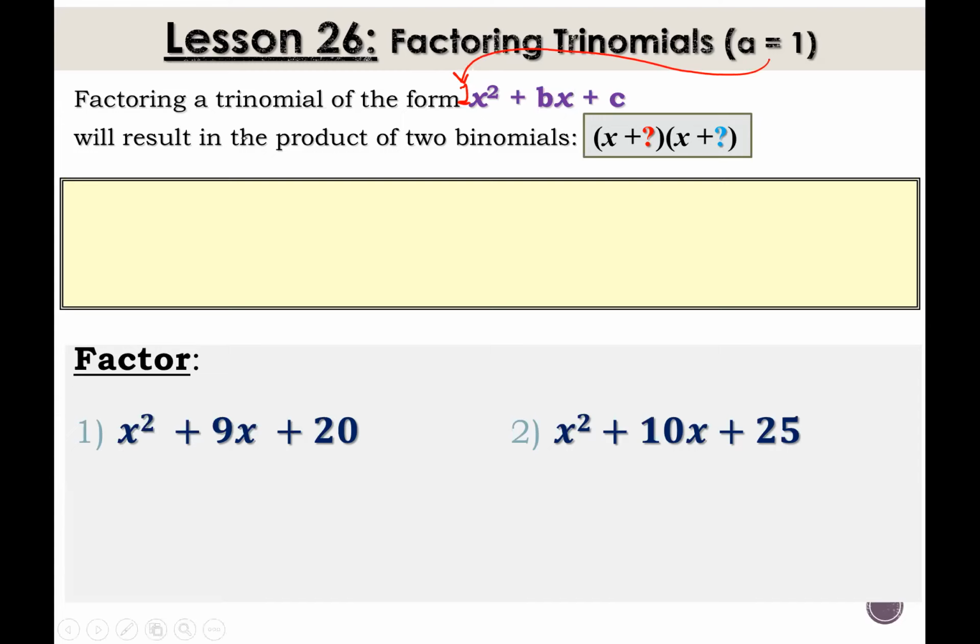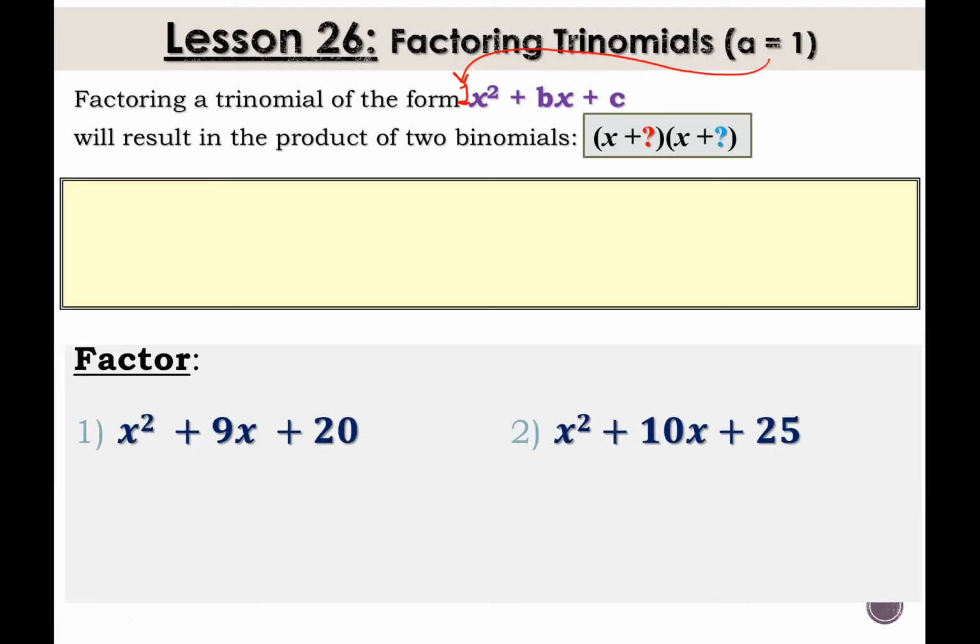Okay, so factoring a trinomial of this form will result in the product of two binomials. Bi meaning two terms. Okay, so x plus a number times x plus a number. Now just a little note here, it doesn't necessarily have to be plus. We could have minus signs as well. We'll get to that. But what we're really going to be noticing in this section is we're going to be focusing on FOIL, but in reverse. That's kind of the main idea.